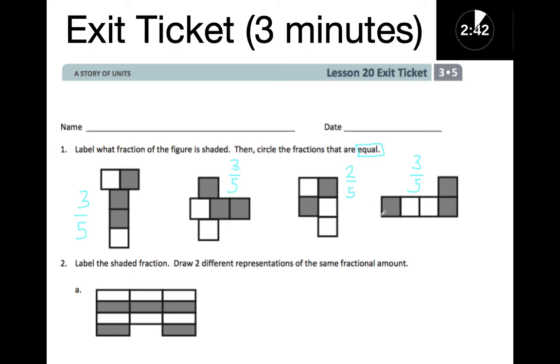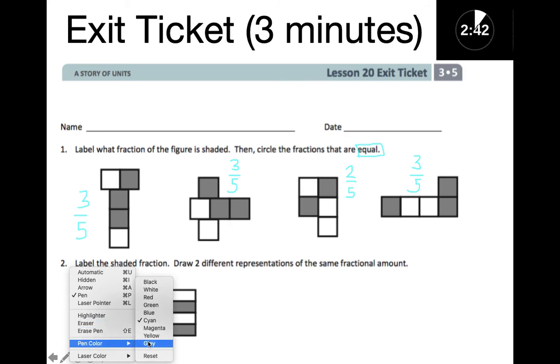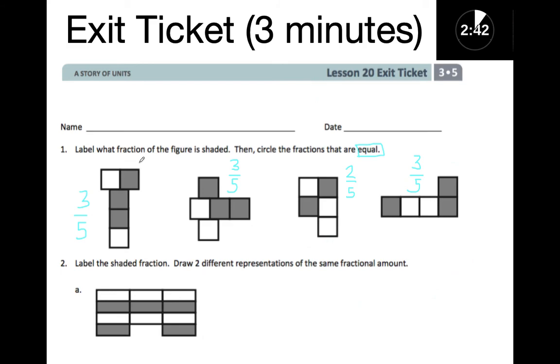Now you can see that all of these had 5 cubes. All of them were in fifths, but only 3 of them have the same answer, where they are all equal. Even though they look a little different, they're equal. So I'm going to circle those figures in red, because it did tell us to circle the fractions that are equal. So we know that this one is the same as this one, and the same as this one. They're all 3/5.